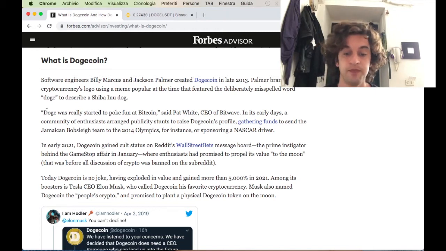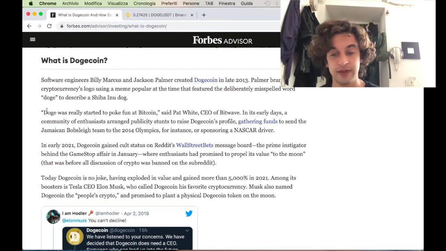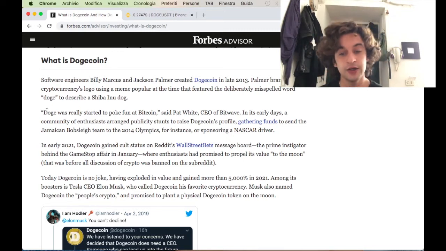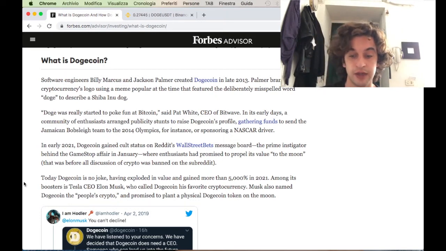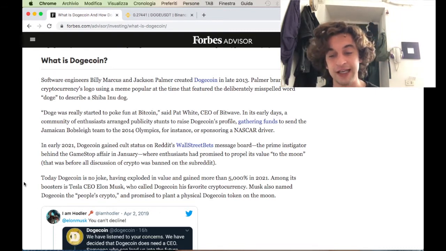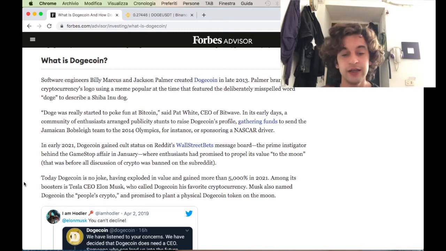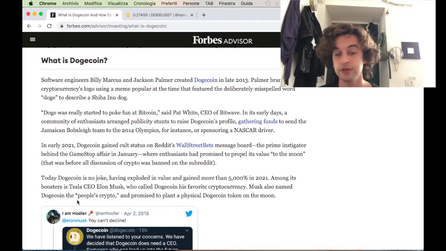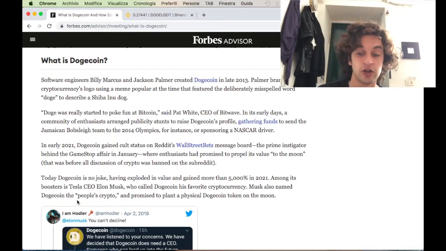In early 2021, Dogecoin gained cult status on Reddit's WallStreetBets message board, the prime instigator behind the GameStop affair in January, if you remember correctly, where enthusiasts had promised to propel its value to the moon. That was before all discussion of crypto was banned on the subreddit. Today, Dogecoin is no joke, having exploded in value and gained more than 5,000% in 2021. Among its boosters is Tesla CEO Elon Musk. Elon Musk is a big investor and a big supporter of the cryptocurrency Dogecoin. We will see more about it in a later video. He called Dogecoin his favorite cryptocurrency, named it the people's crypto, and promised to plant a physical Dogecoin token on the moon.